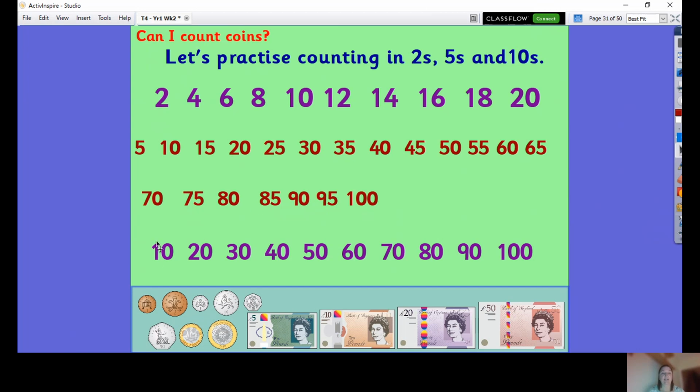And now let's count in 10s. 10, 20, 30, 40, 50, 60, 70, 80, 90, 100. And if you want to have another practice of those, you could pause the video here and have another little practice of counting.